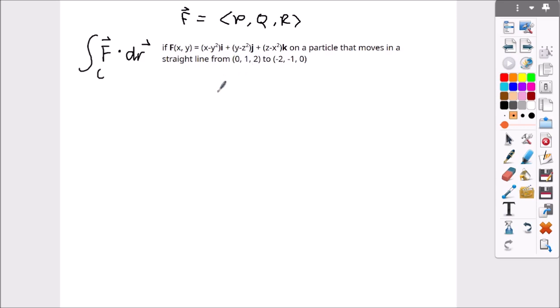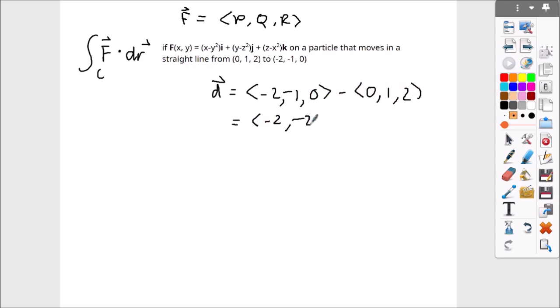Anyways, if we start from 0, 1, 2, what do we get? What is our direction vector? First of all, I'm going to say the direction vector is d. And the direction vector is -2, -1, 0 minus 0, 1, 2, which is -2, -2, -2. That means the equation is x is equal to 0 minus 2t, y is equal to 1 minus 2t, and z is equal to 2 minus 2t.